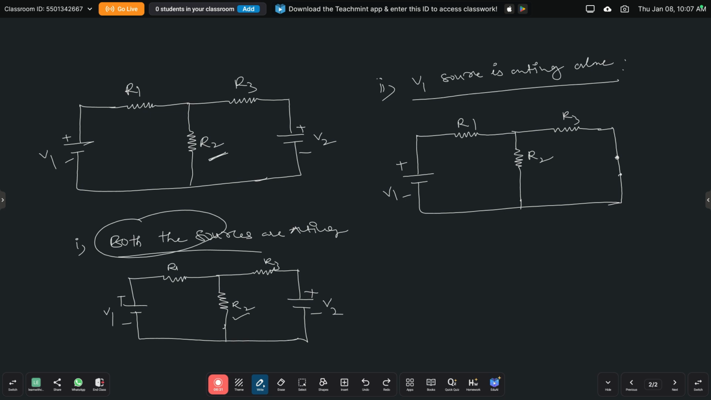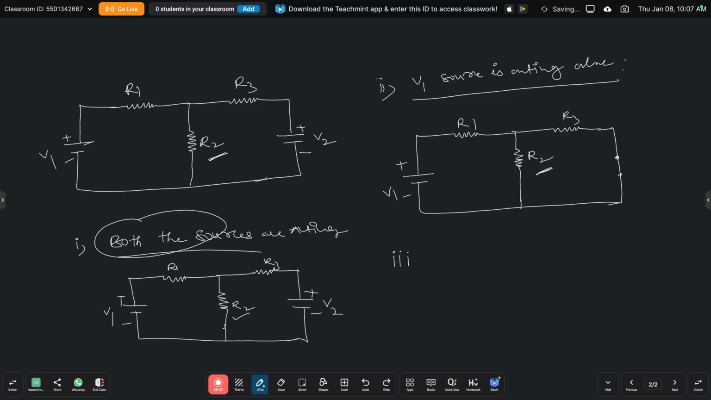Here also we have to find the current through R2 only, by applying mesh or nodal analysis. Any one of the methods you just apply and find the current through R2. So this is the second case, that is, only source V1 is acting.